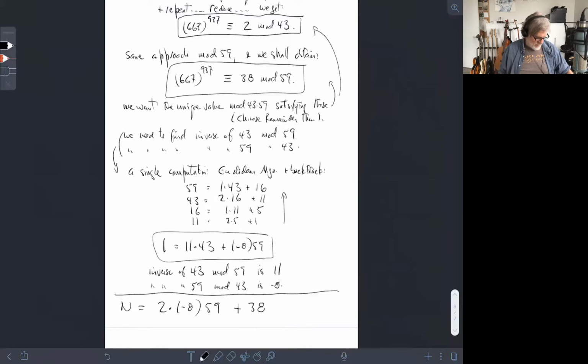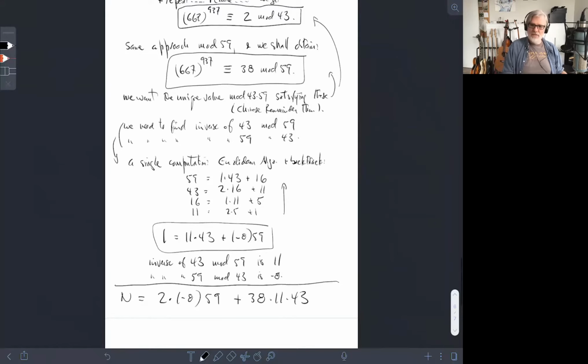38. 38 is what I need mod 59. So it'll be 11 times 43. I think this is it. I think this is correct, right? If I reduce, so look at this number n. Reduce it mod 59. The left-hand part dies. 11 times 43 is 1. So you get 38, which is what we want.